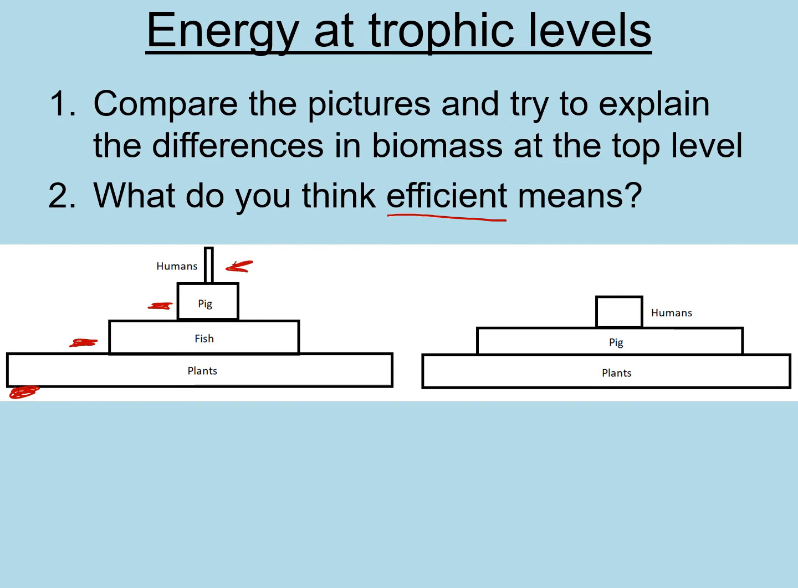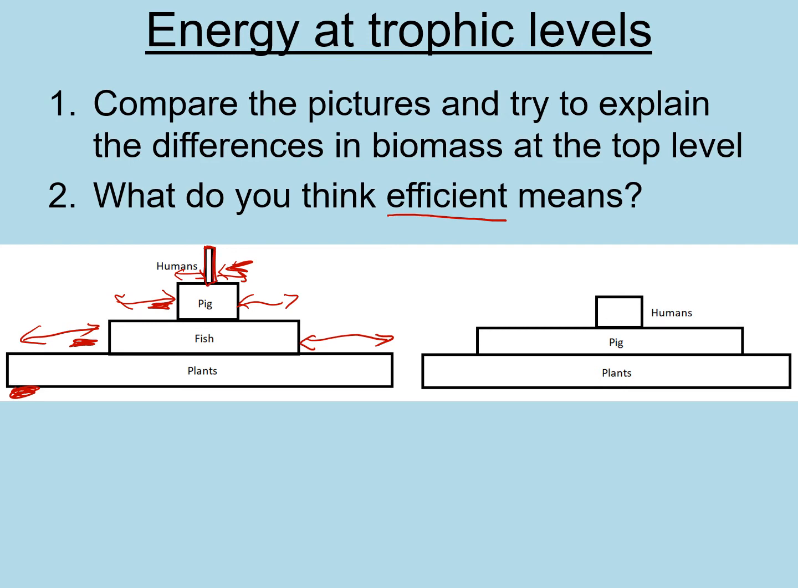Okay, so you've got 4 trophic levels here in this food chain, four levels. And at each stage, between the plants and the fish, this much energy is being lost. And then between the fish and the pigs, this much energy or biomass is being lost. And between the pigs and the humans, this much biomass or energy is being lost. So the humans are only getting this small amount of energy here.